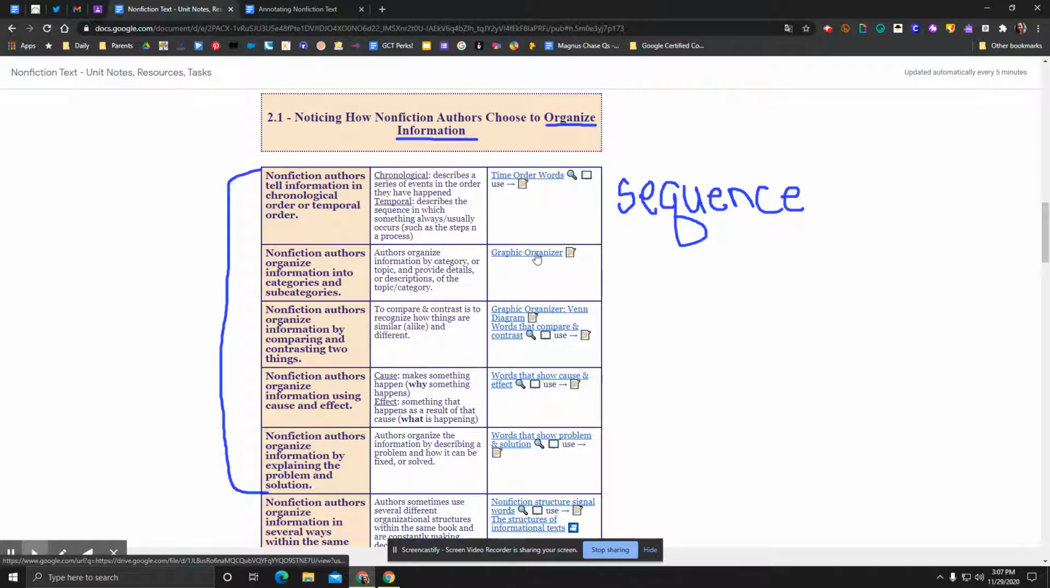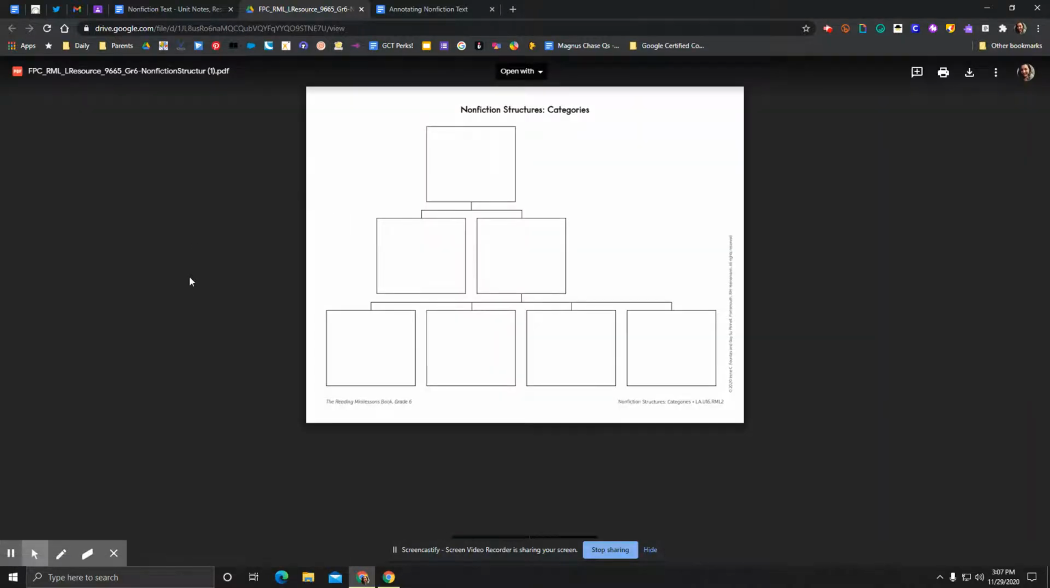So if I go in here and I click this graphic organizer that's available, you're going to see this type of organizer. So this would be what my book is all about. So my main topic. What everything is about. Then over here would be like a subtopic.